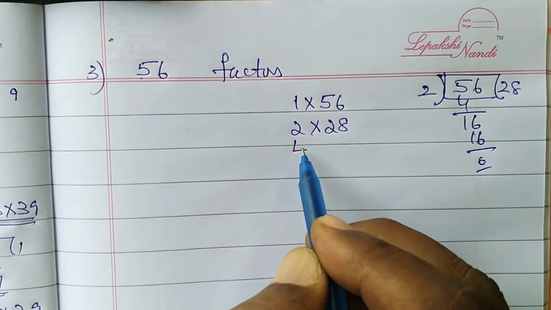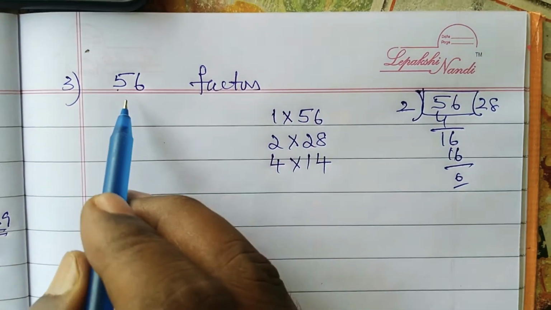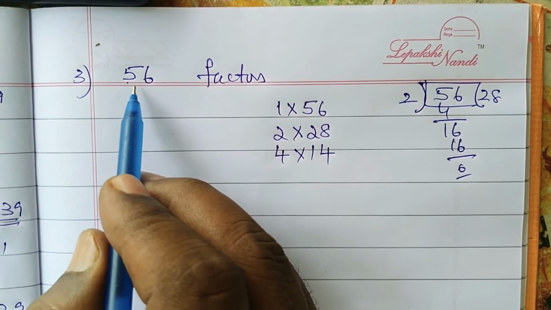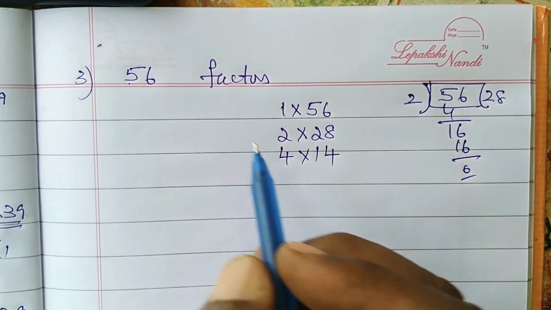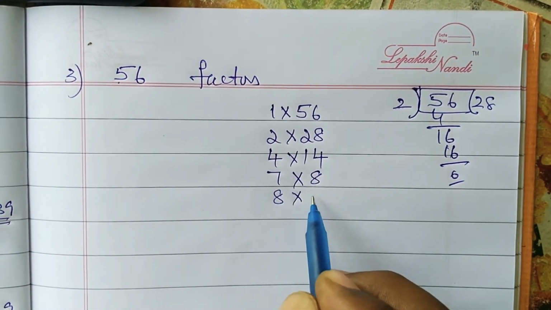Divisible by 4? Yes. 14 4s are 56. Next, 5 table, it doesn't go. 6 table also, 56 we don't get. 7 8s are 56. 8 7s are also 56.